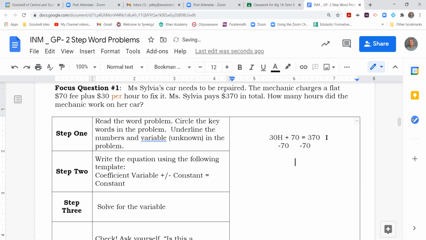And so the solving is just the same as all these other ones. Now 30H equals 300. Divide by 30, you're done. So now you know it took 10 hours to fix poor Miss Sylvia's car.